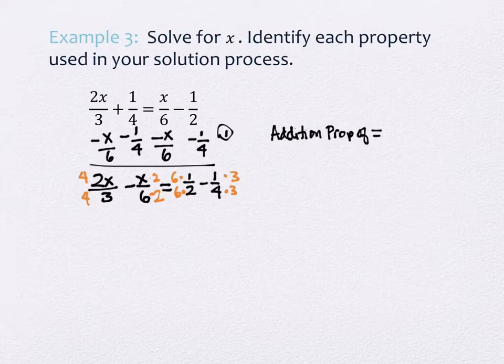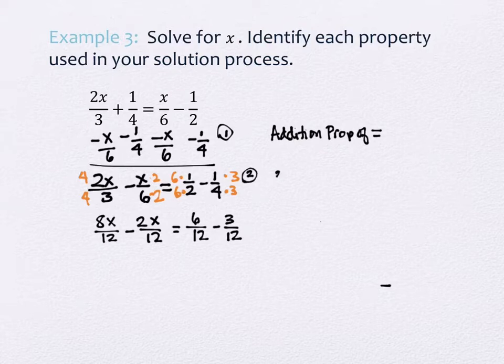All right, and the interesting thing is that every single step that I just did, where I wrote those numbers next to them, I'm really just multiplying by 1. Everybody gets that, right? I didn't really multiply by 6 or 3 or 2 or 4. So the first one is actually going to give me 8x over 12 minus 2x over 12 equals 6 over 12 minus 3 over 12. And if we call this step 2, what we're really doing is we're multiplying by 1.